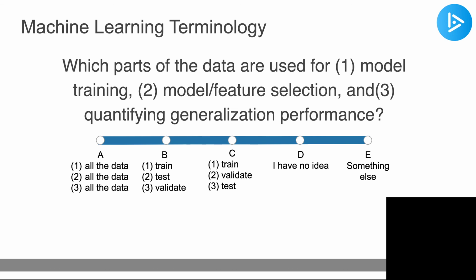Quick little quiz. Which parts of the data are used for model training, model feature selection, and quantifying generalization performance?